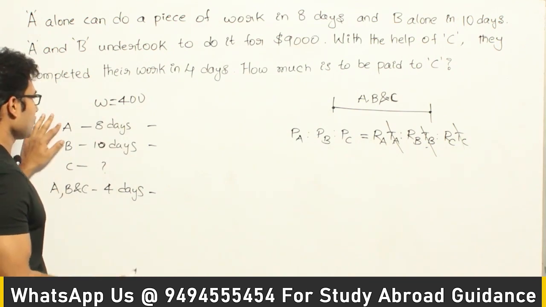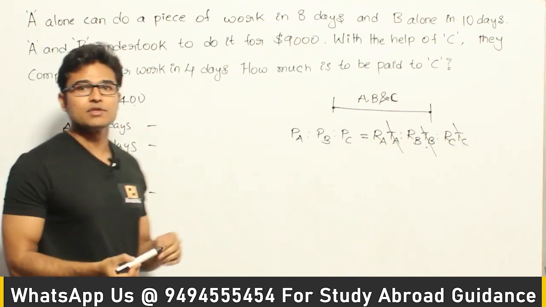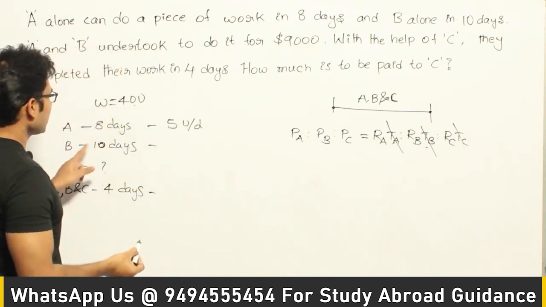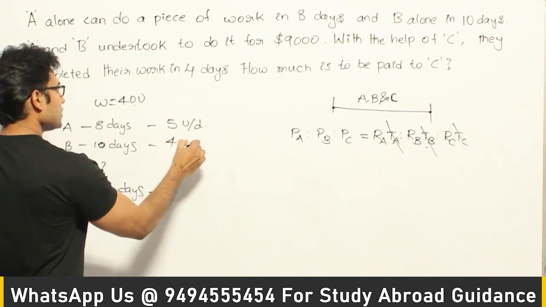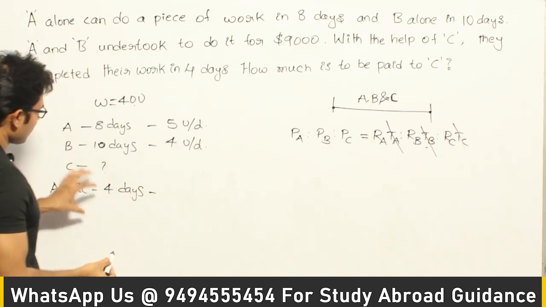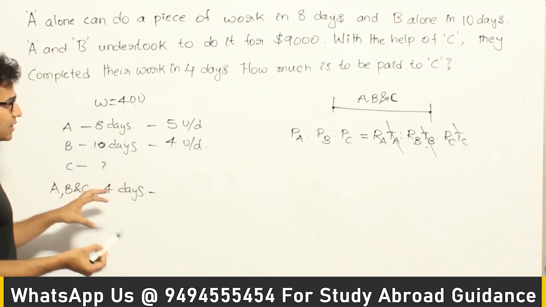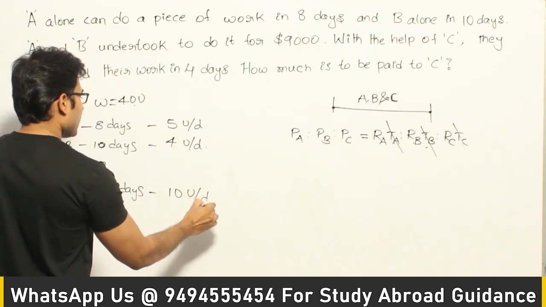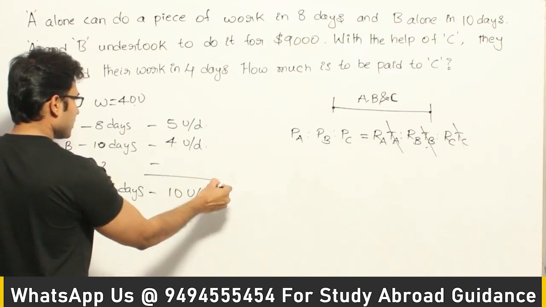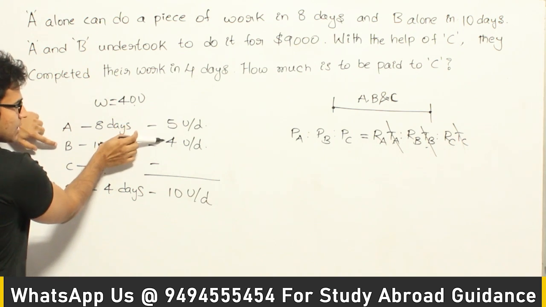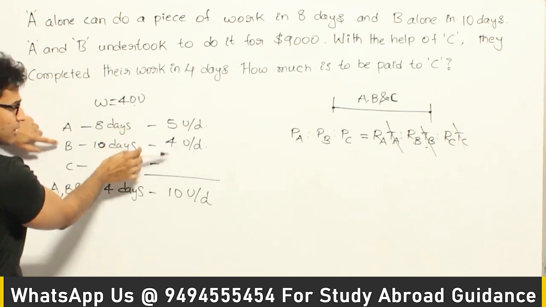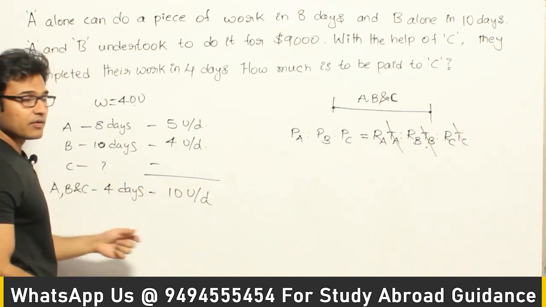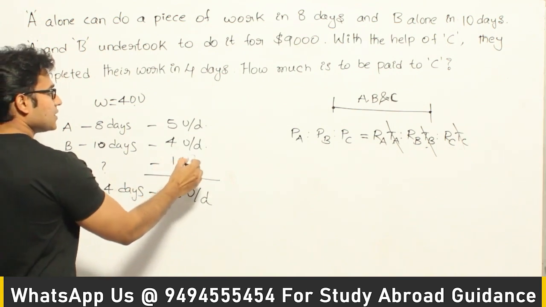Now if that is the case, what is the rate at which A is working? 40 by 8, which is 5 units per day. And what is the rate at which B is working? 40 by 10, which means 4 units per day. And when all of them work together, what is the rate at which they completed the work? It is 10 units per day, right? Now from this you can clearly understand that A and B have contributed 9 units per day, but when the three of them work, they are working as if it is 10 units per day, right? Therefore 1 unit is definitely contributed by C.